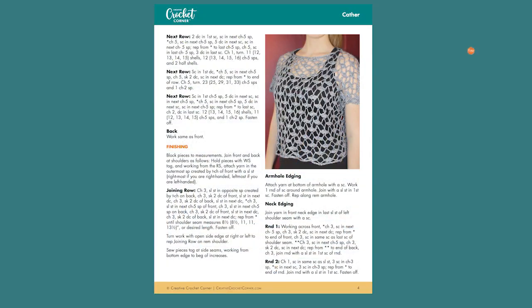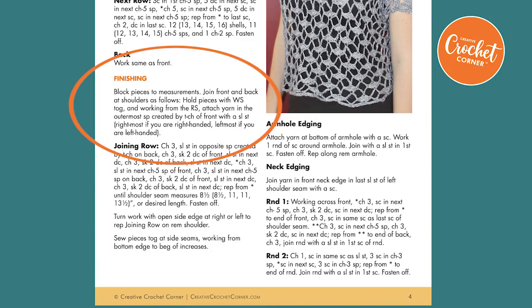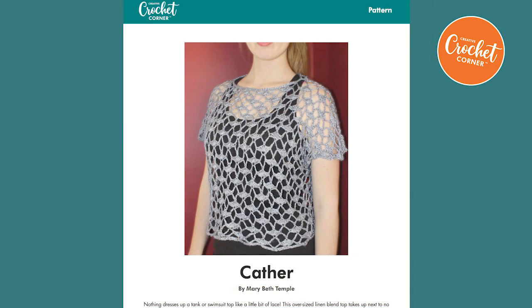At the end of your pattern, you're going to have your finishing instructions. It's going to tell you to block it if it needs to be blocked. It's going to tell you how the piece was seamed if it needed to be seamed. Maybe there's an edging, maybe it needs some fringe. That finishing section is going to give you all the information you need to get the piece 100% done and looking like the photo.